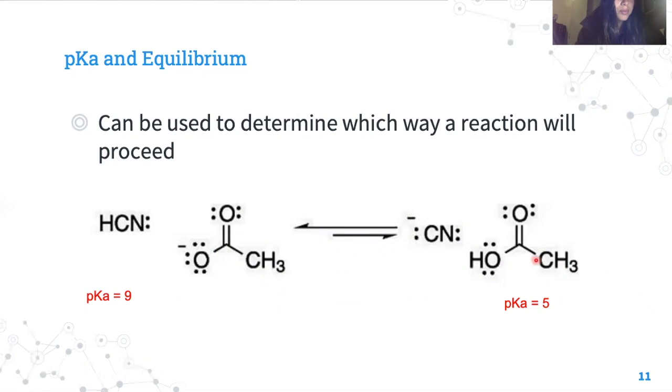Let's look at this example right here, between this reaction of hydrogen cyanide and acetate as an example. Due to the fact that hydrogen cyanide, with a pKa of 9, has a higher pKa than acetic acid, the equilibrium will lie to the left in the direction of the weaker acid and base.